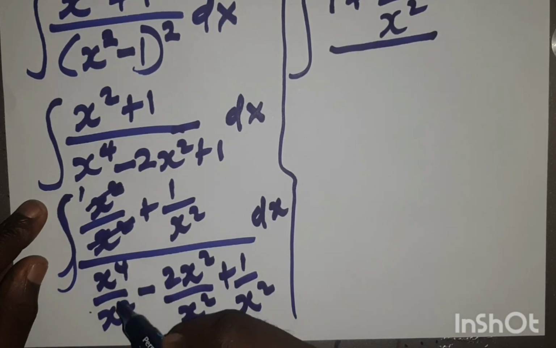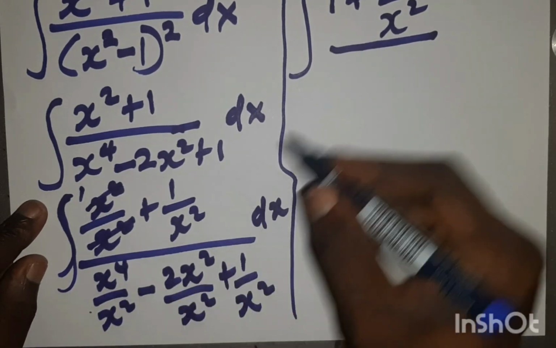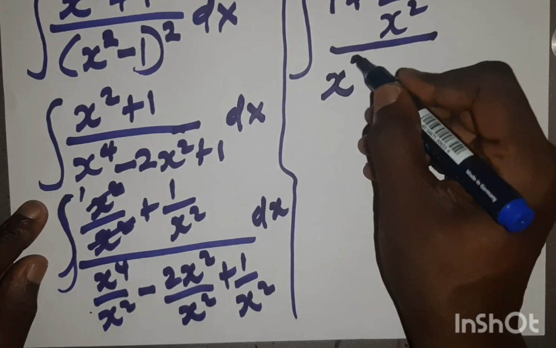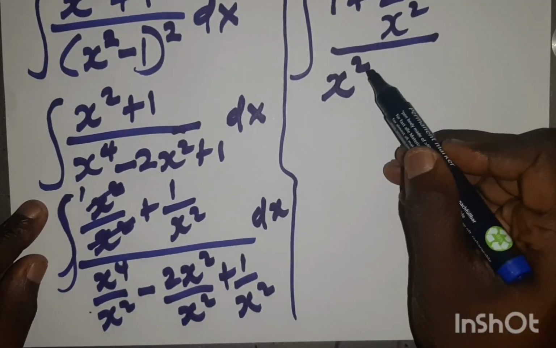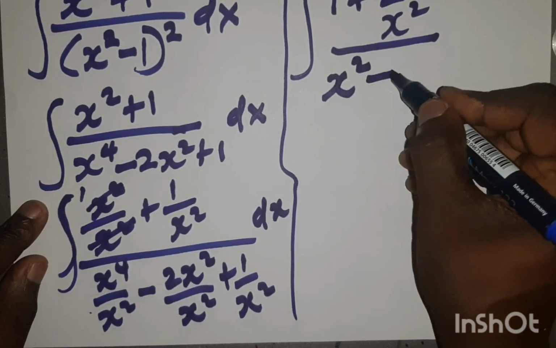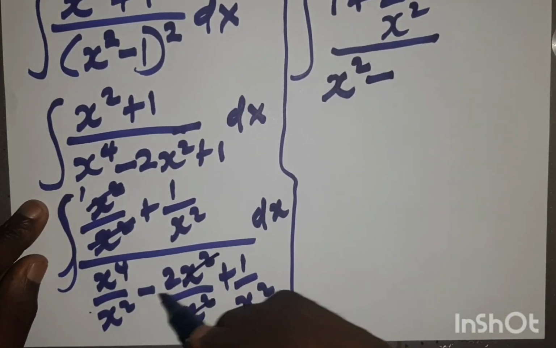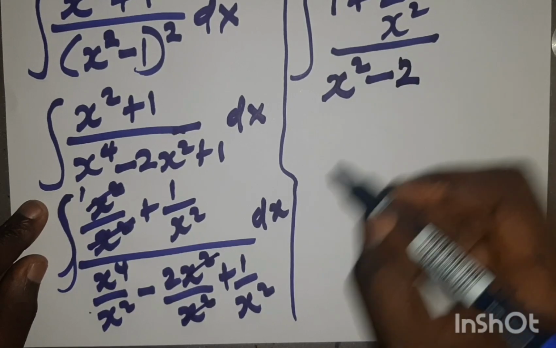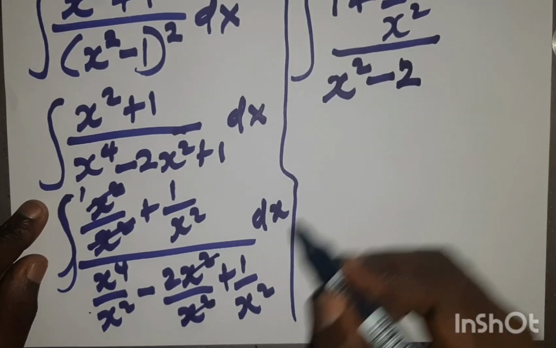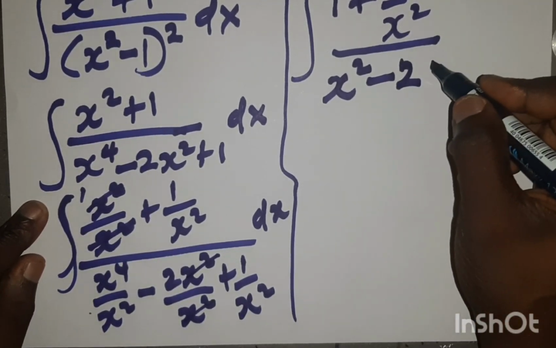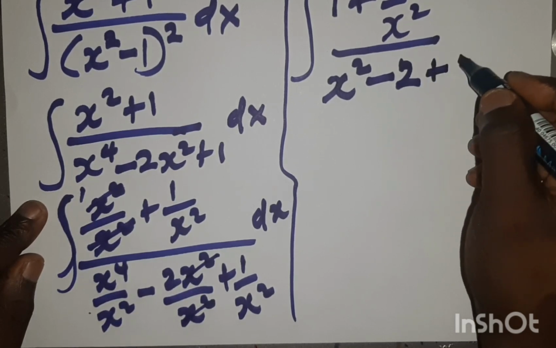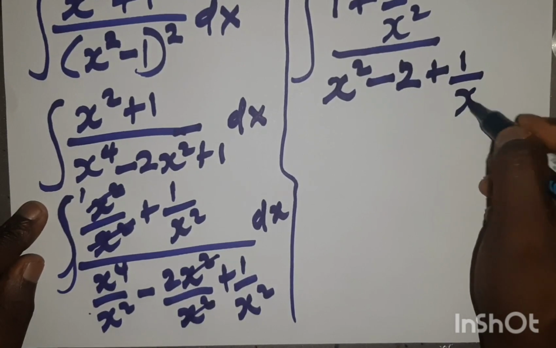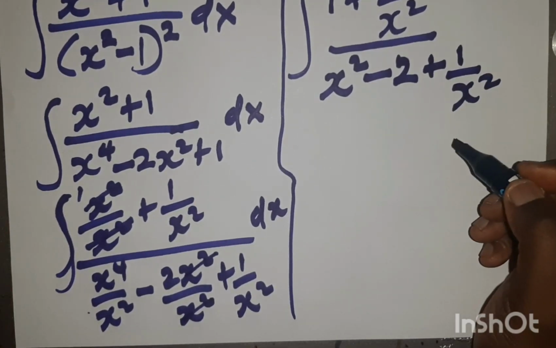Okay, x raised to the power 4 divided by x raised to the power 2, by laws of indices, I still have x raised to the power 2 left, because you pick one x and then you subtract the powers: 4 minus 2, you get 2. Then minus, the x squared cancels x squared, I have minus 2. Then plus 1 over x squared. So you have it this way.